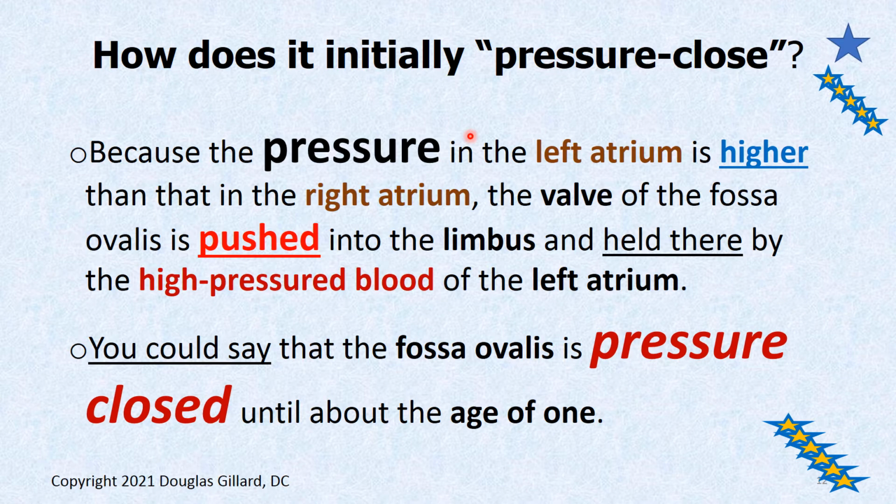Yep. It's pressure closed, as I said, because the pressure in the left atrium is much higher, and so it just pushes that flap into the limbus, and it's held for the first year of life. For about 20-25% of you, I forget if it's 20 or 25, we'll find out in a minute, it's pressure closed, and some people can go their whole life. The problem comes if you develop pulmonary hypertension. Okay, I'll try to stay focused though. We'll get to that in a little bit.